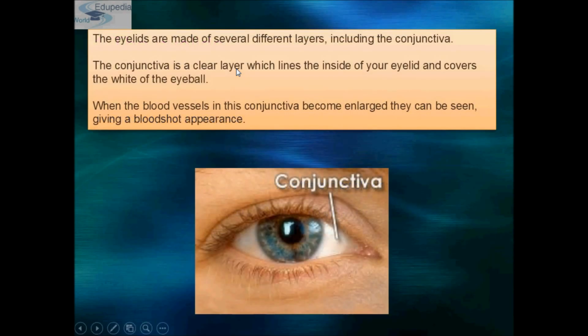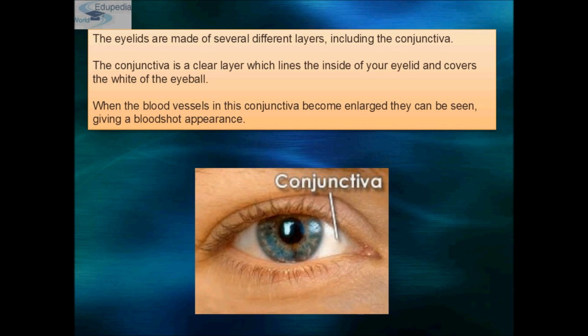Before going on to the second, some points about the eyelids are that they are made up of several different layers including conjunctiva. See, this is conjunctiva, and the conjunctiva is a clear layer which lines the inside of the eyelid and covers the white of the eyeball. So the white part is your conjunctiva. When the blood vessels in the conjunctiva become enlarged, they can be seen, giving the bloodshot appearance.